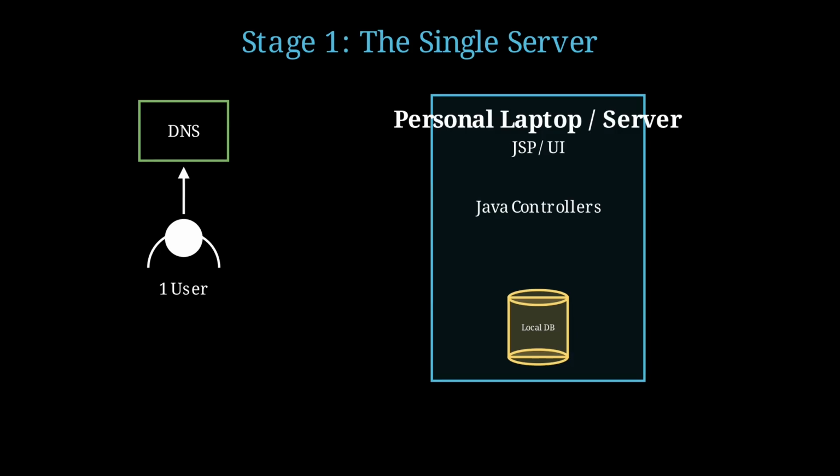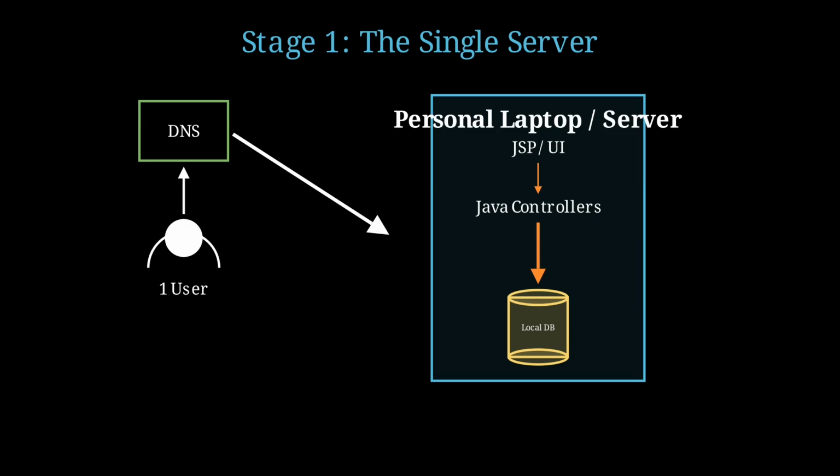It will contact the front-end part. Generally, if you developed a Java application, the basic starting stage is that the front end will be JSP and the back end will be Java. The JSP files talk to the Java controllers. The controllers talk to the database. This is generally what a single application will have.